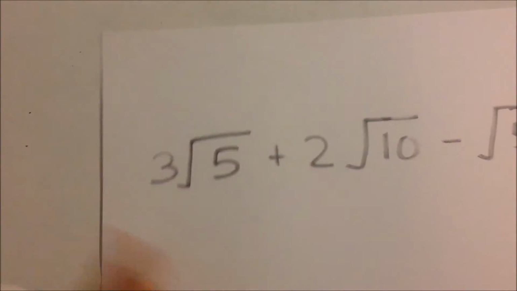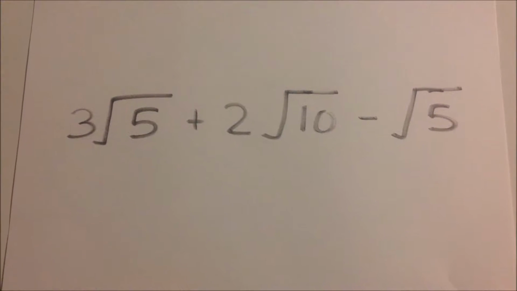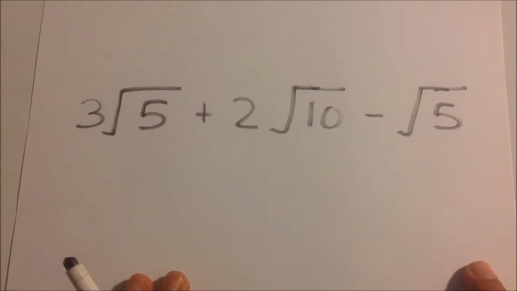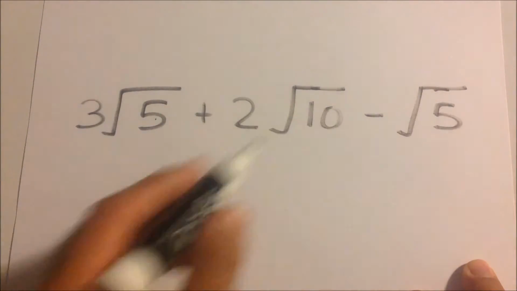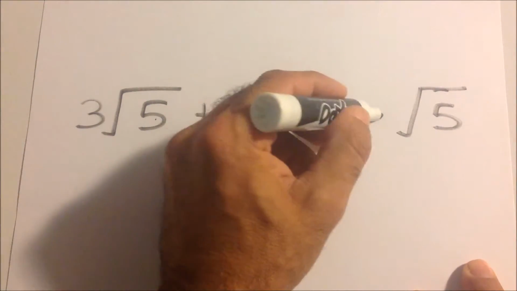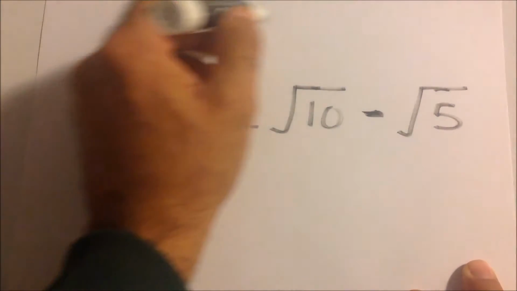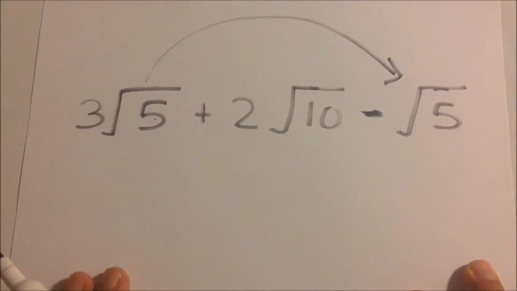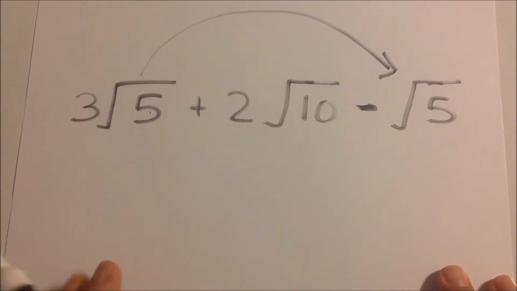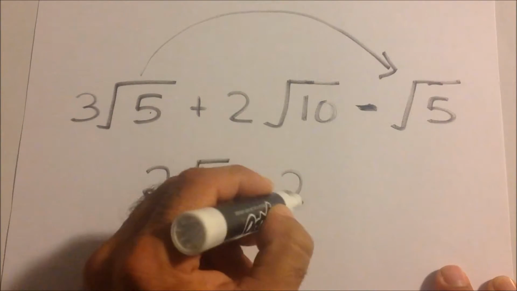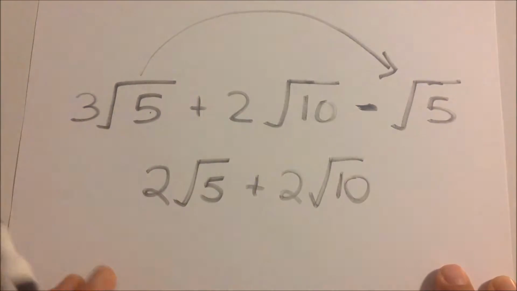Okay, so let's do this one. What do you think this answer would be? They both have the same radicands here and here. Don't forget that minus sign. So it's 3 square root of 5 minus square root of 5. This is just like combining like terms. So you're left with 2 square root of 5 plus 2 square root of 10. There's nothing else you can do with that.